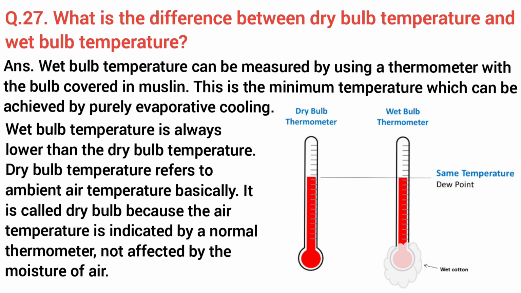What is the difference between dry bulb temperature and wet bulb temperature? Wet bulb temperature can be measured by using a thermometer with the bulb covered in muslin. This is the minimum temperature which can be achieved by purely evaporative cooling. Wet bulb temperature is always lower than the dry bulb temperature. Dry bulb temperature refers to ambient air temperature basically. It is called dry bulb because the air temperature is indicated by a normal thermometer, not affected by the moisture of air.